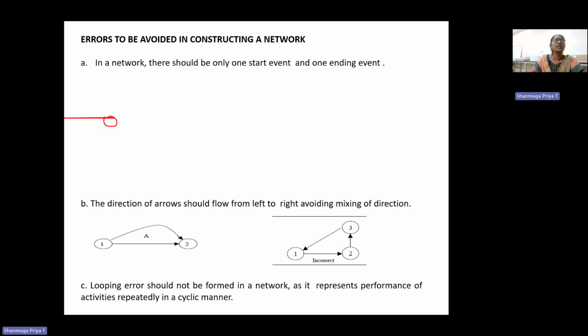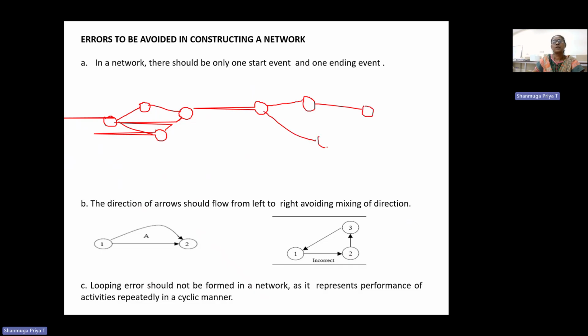For example, there is a network like this. There is one starting event, and there should also be one ending event. Similarly, it should not have more than one start and also one ending. So for example, this network is wrong, and this network will be right.